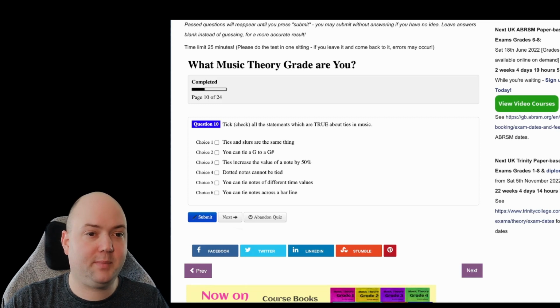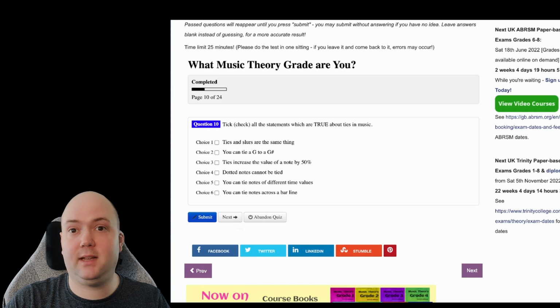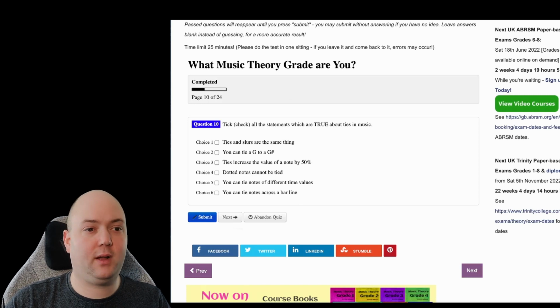Dotted notes cannot be tied. Again, that's false. You can tie any length rhythm to another. You can tie notes of different time values. That is true. You can tie notes across a bar line. That is true.